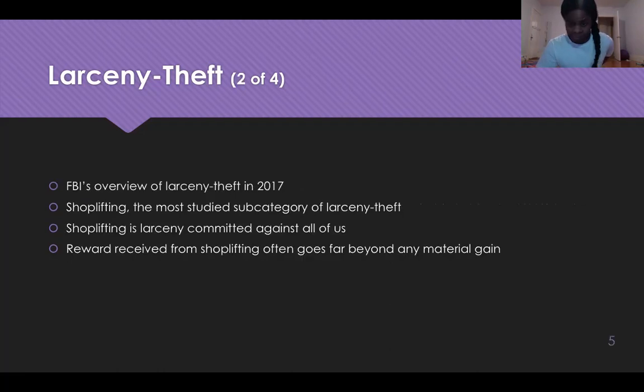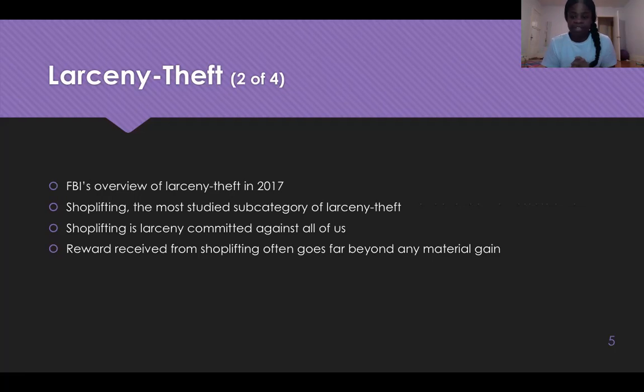Shoplifting is theft of goods exposed for sale by a person other than an employee in a store, and is the most studied subcategory of larceny/theft. Okay.